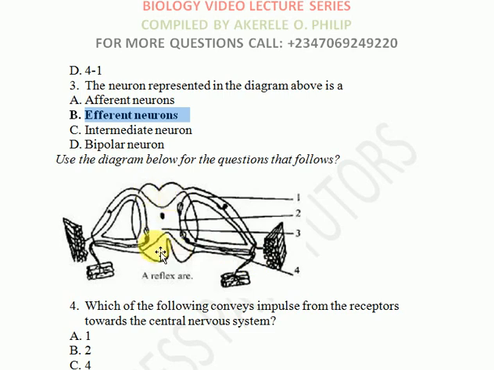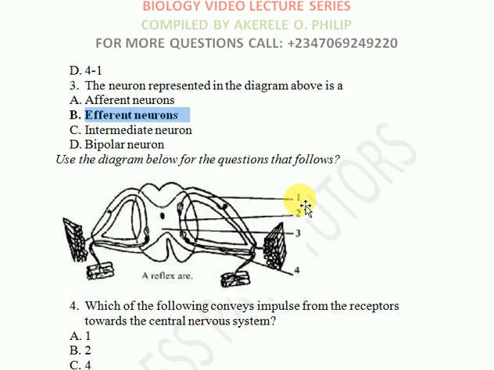So we say the spinal cord has some white matter on the outside while the gray matter is inside. So let's answer this question now. Which of the following conveys impulse from the receptors towards the central nervous system? That will be the sensory or afferent neuron. It is the one that conveys impulse from the receptors. And what are receptors?